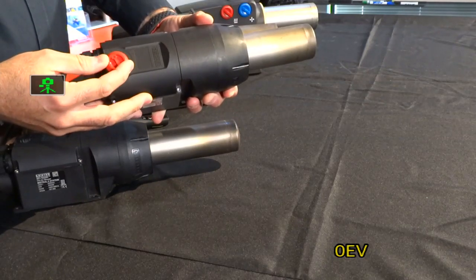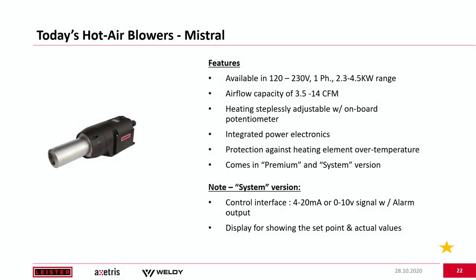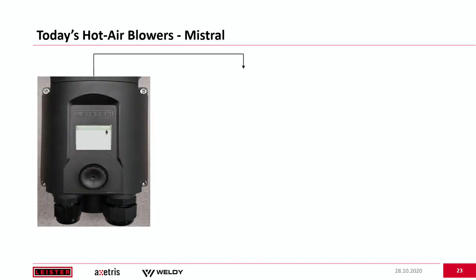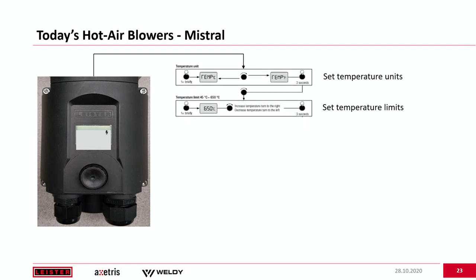With the system version, you gain a little bit more smarts with the tool. So what do you get with the system version? Well, you get the capability of setting your temperature units, whether that's Celsius or Fahrenheit. You'll also have the capability of doing a temperature limitation of the tool.